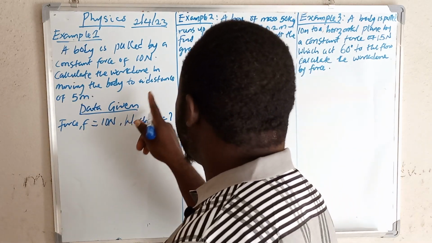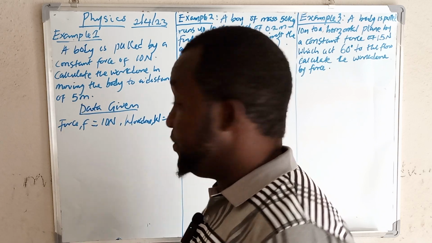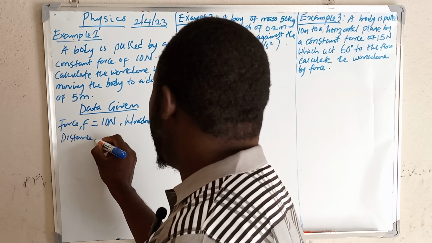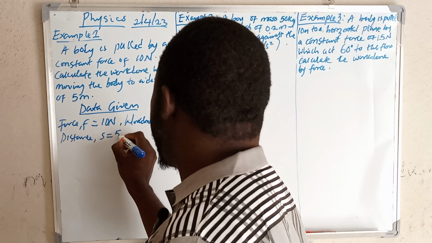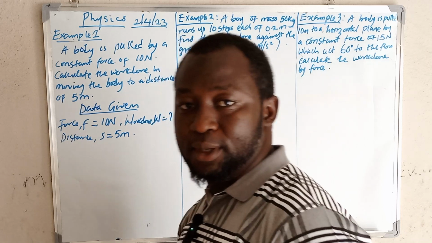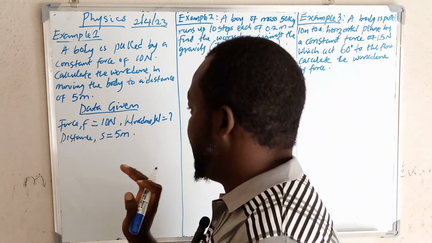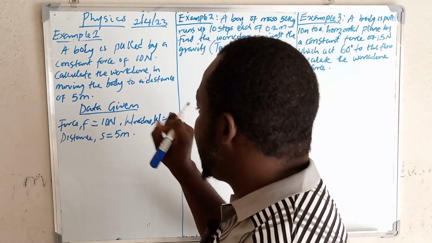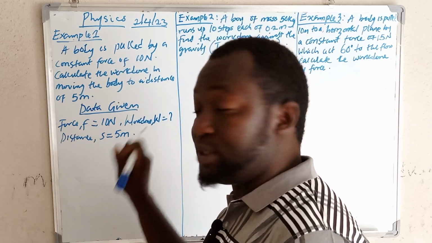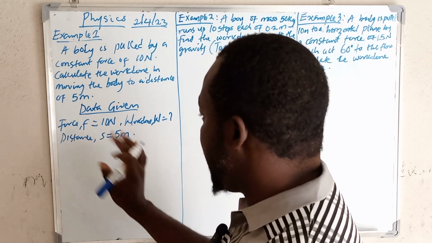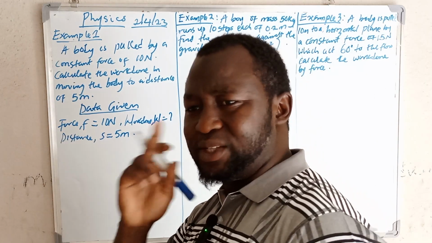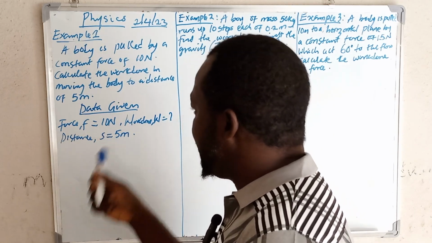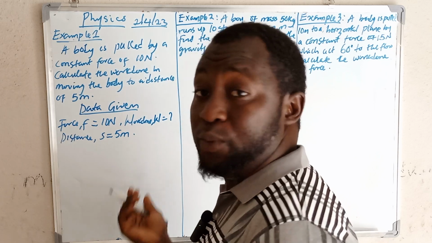In moving the body to a distance of 5 meters, then we say distance S is 5 meters. We pick out everything here from the question. Now, if you look at the data, we only pick out the quantities or the values needed in this calculation. We have everything here. Then the second thing that a student will think is, which formula is desirable for us to solve this problem, which we know.